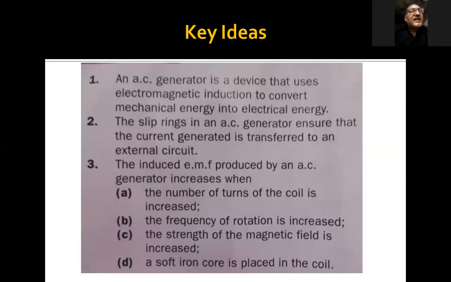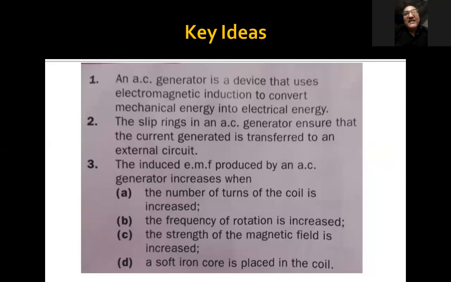The induced EMF produced by an alternating current generator increases when these are the factors. The number of turns of the coil is increased. The frequency of the rotation is increased. The strength of the magnetic field is increased. A soft iron core is placed in the coil. So these are the factors.